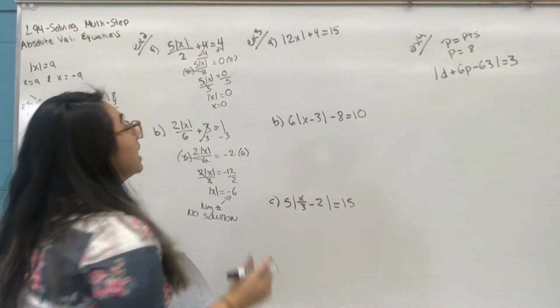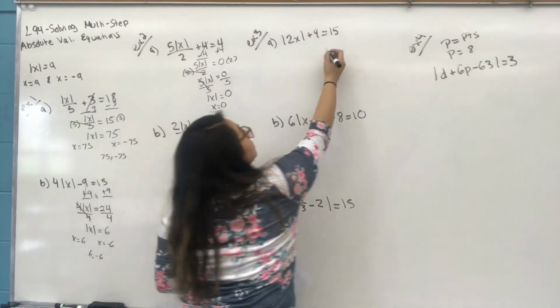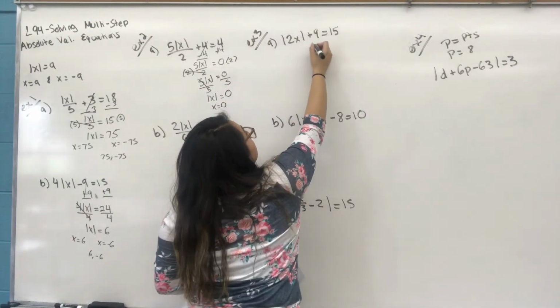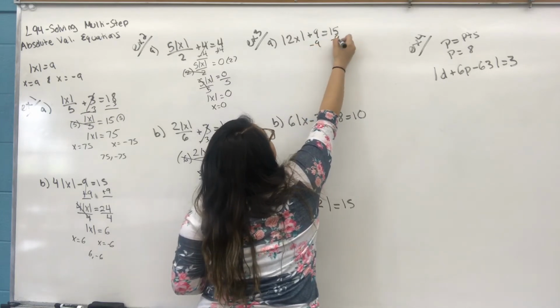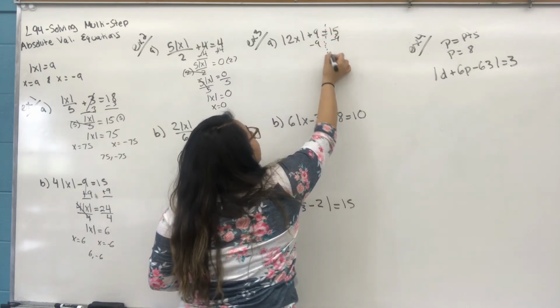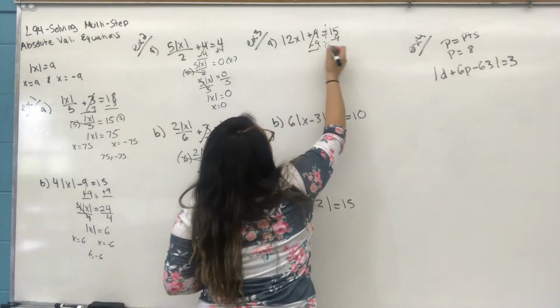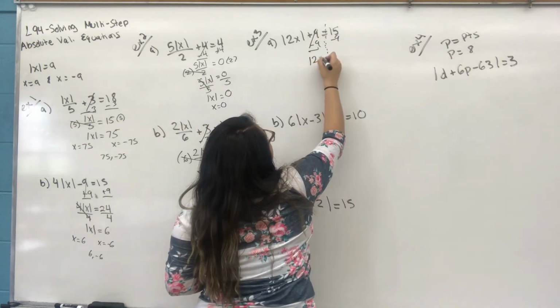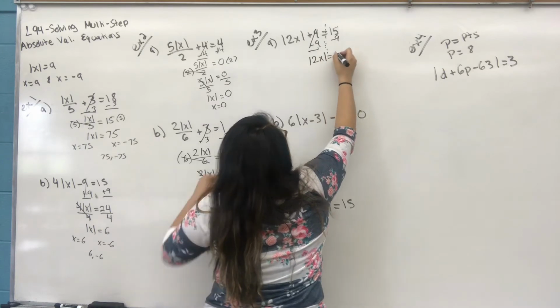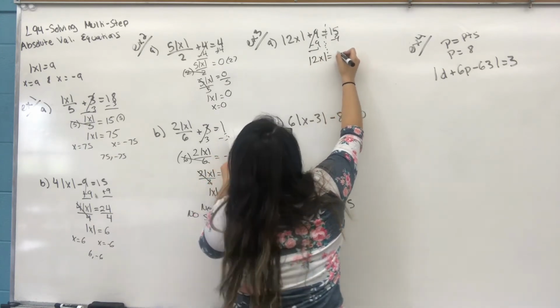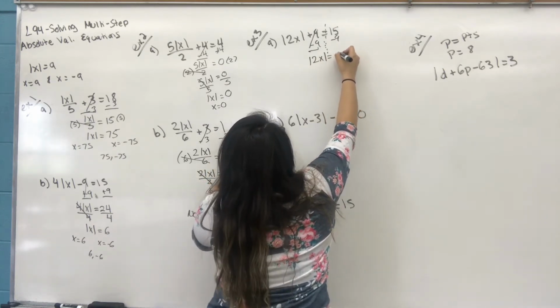Example 3. We have the absolute value of 2x plus 9 is equal to 15. You have to get the bracket by itself, so you're going to subtract both sides by 9. If it helps you, you can do the lines there. I'm not doing it because we should know how to do it by now. So this cancels out. I have the absolute value of 2x is equal to 6.